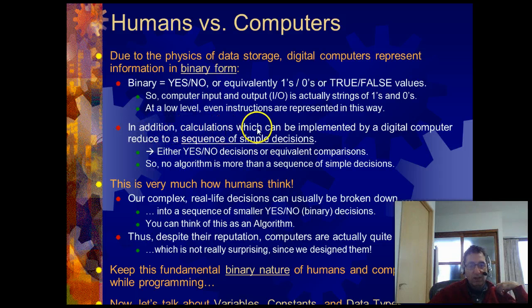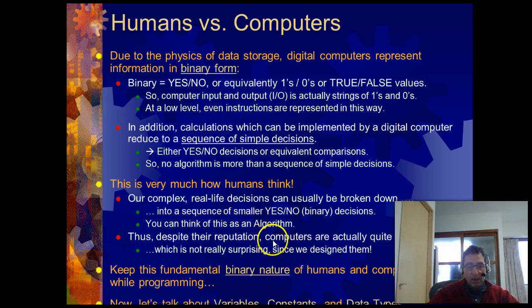Okay, in addition, calculations which can be implemented by a digital computer reduce to a sequence of simple decisions, either yes-no decisions or equivalent comparisons. So no algorithm is more than a sequence of simple decisions. So now he argues that this is the way humans think. Our complex real-life decisions can usually be broken down into a sequence of smaller yes-no binary decisions. Maybe. You can think of this as an algorithm. So how you think is in sort of algorithmic ways, maybe.